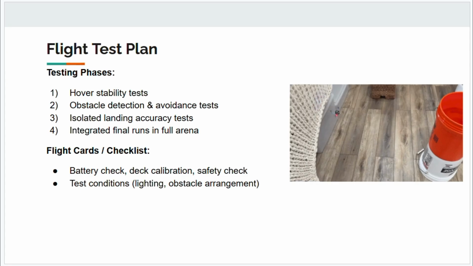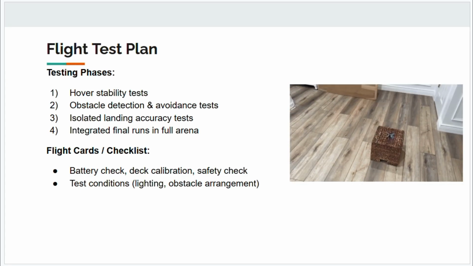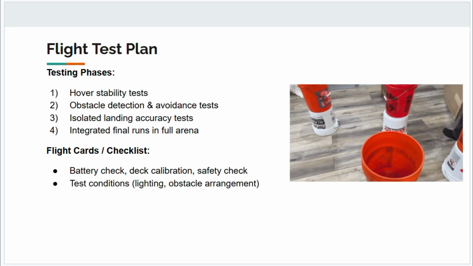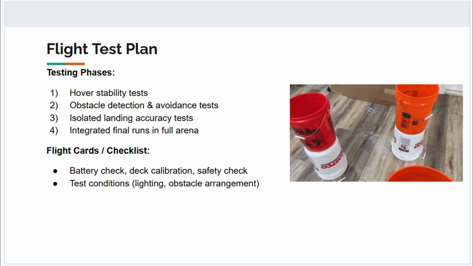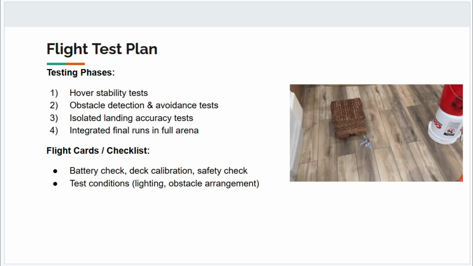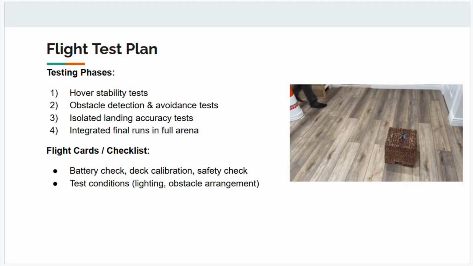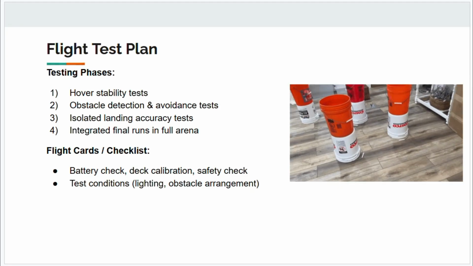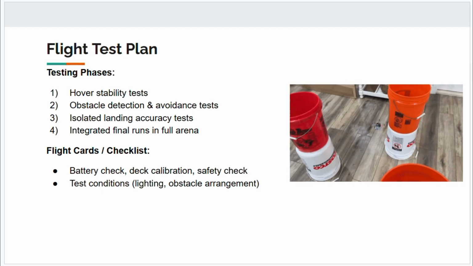Okay, so there are four main testing phases. The first is the hover stability test, where we make sure that the drone itself is stable while in the air. Secondly, we tested its ability to detect and avoid obstacles. Then, we made sure that it was able to land properly. After testing all of these aspects separately, we performed a final run combining everything. The GIF on the right shows a mock obstacle course that we made in preparation for the actual flight.